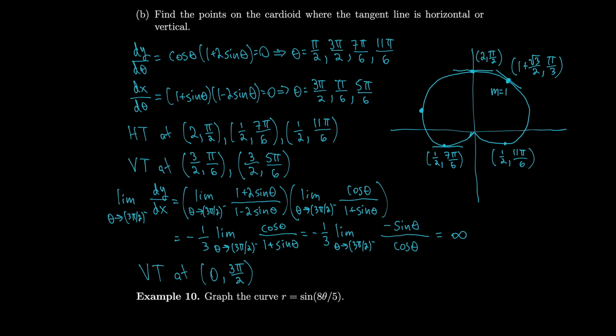And then we have vertical tangents over here. We've got one at 3 over 2, 5 pi over 6. And then another vertical tangent at 3 over 2, pi over 6. And our last vertical tangent is over here at the origin, 0, 3 pi over 2.